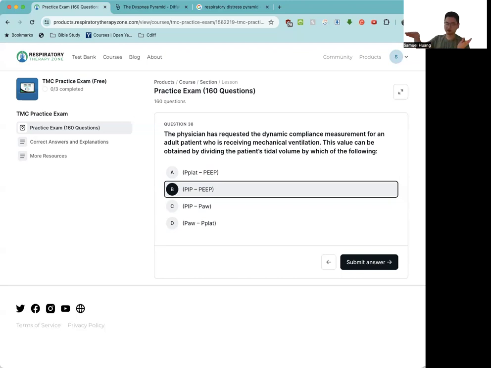PEEP is going to be a flat baseline, and the peak pressure is what's going to change. You get a puff, then it goes down. You get a puff, it goes down. So I think it's this.